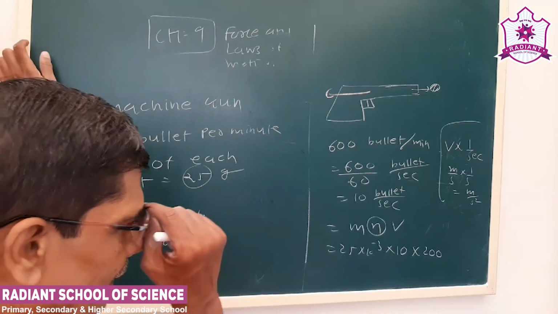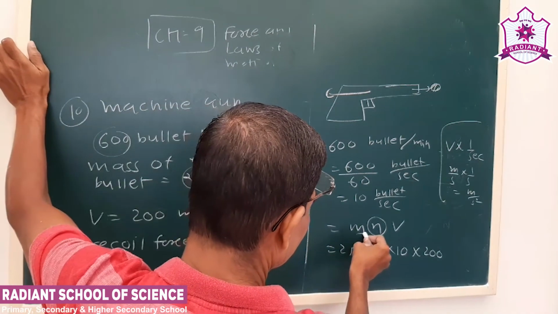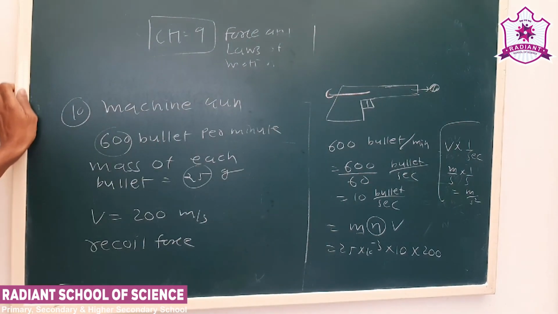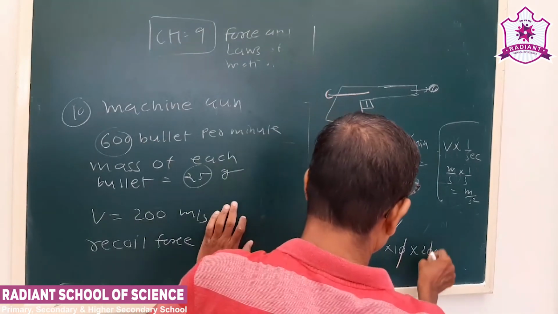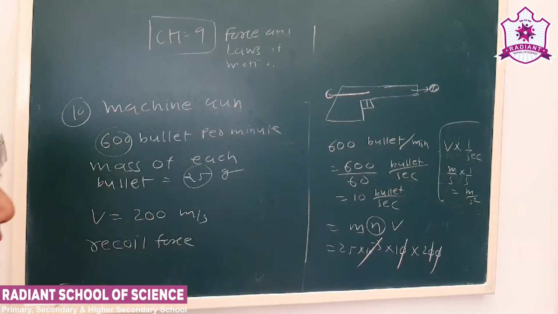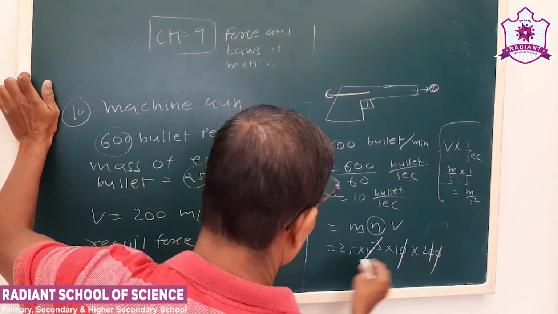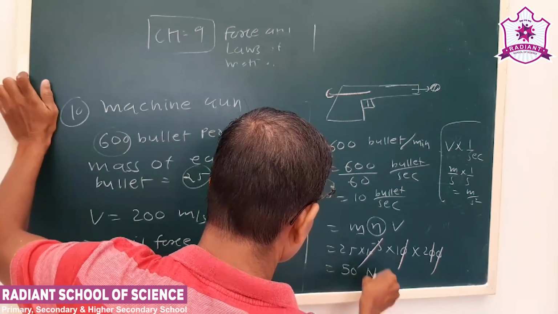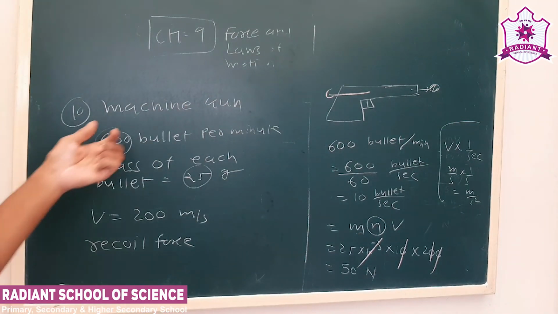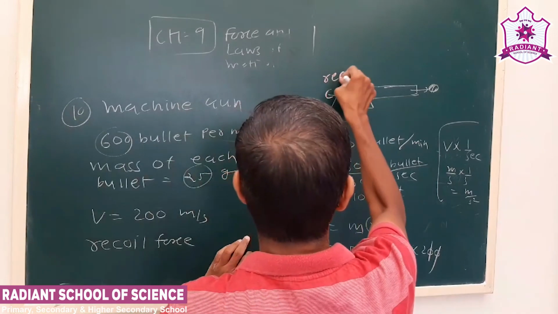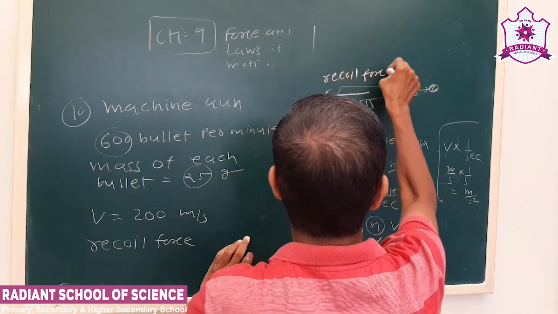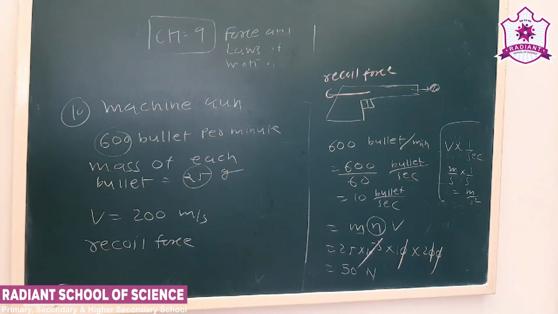Now see, mass is given in gram, so we convert it to kg. 10 bullets per second, and the velocity of 200, the zeros will get cancelled. So what is left here? 25 into 2 is 50. So this is the force required to keep the gun in position. It is also called the recoil force.